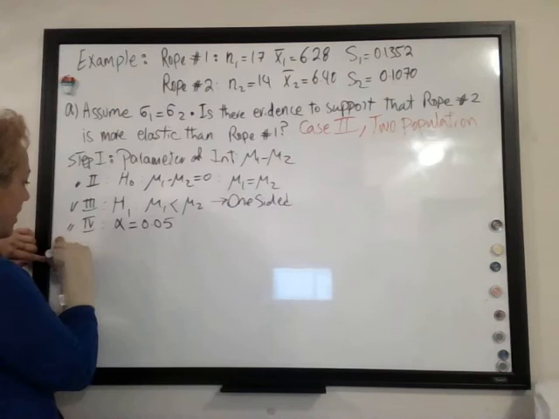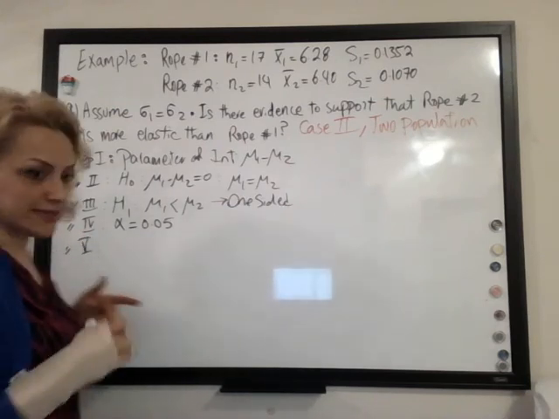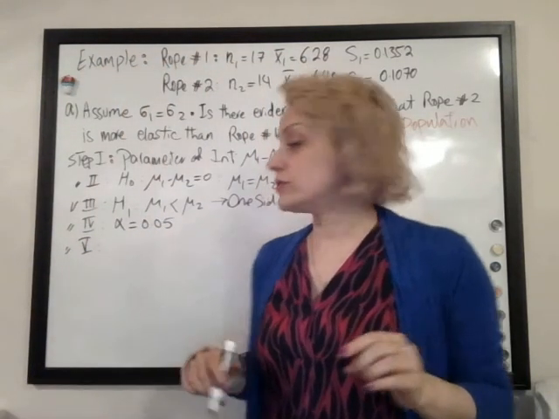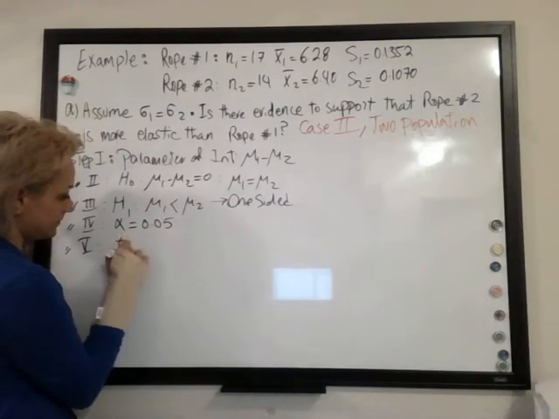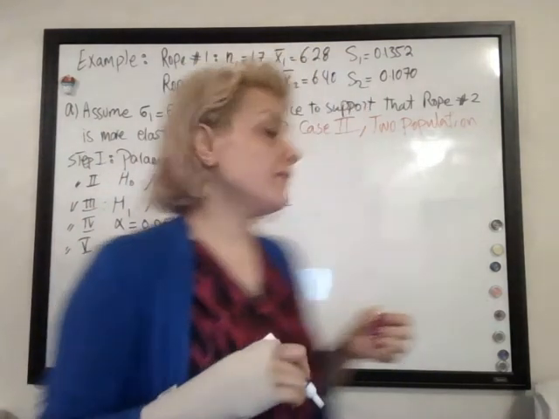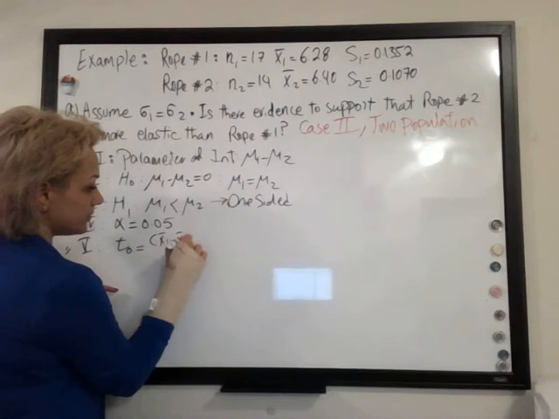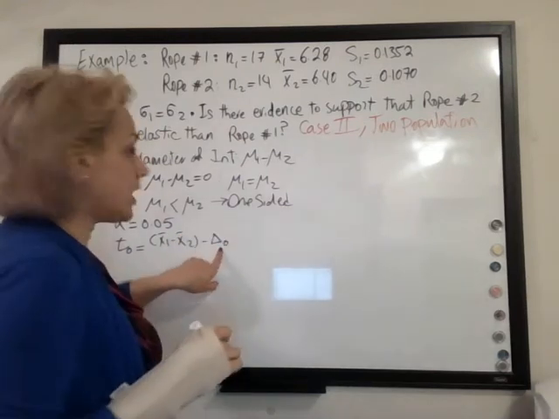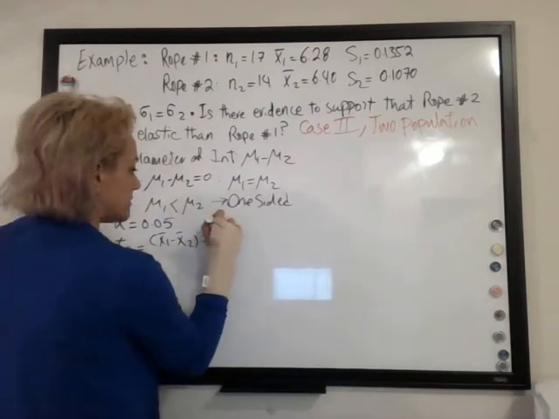And then for number 5, I would have my test statistic. The test statistic here is T1, so I would write down T observed. When we look at the equations, for this one it's x bar 1 minus x bar 2 minus the delta null. The delta null here is 0, so this one is going to be 0.